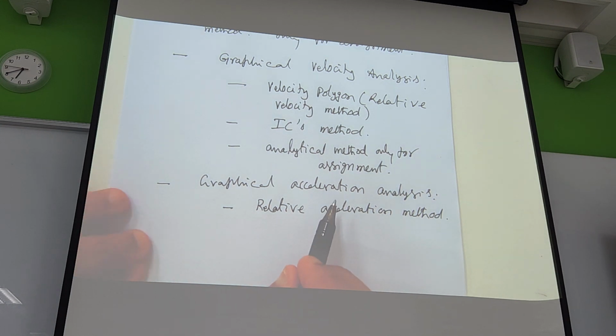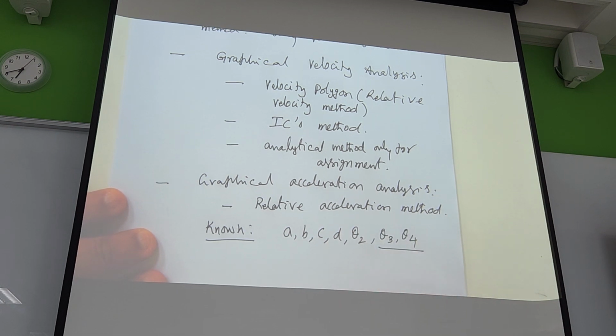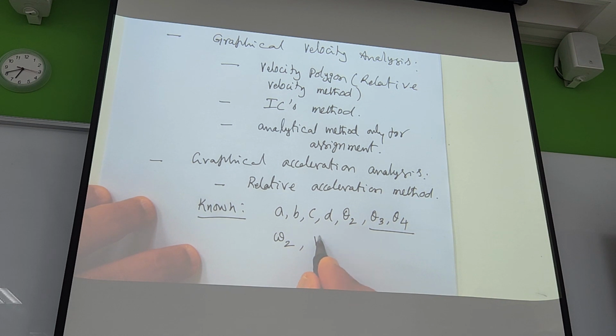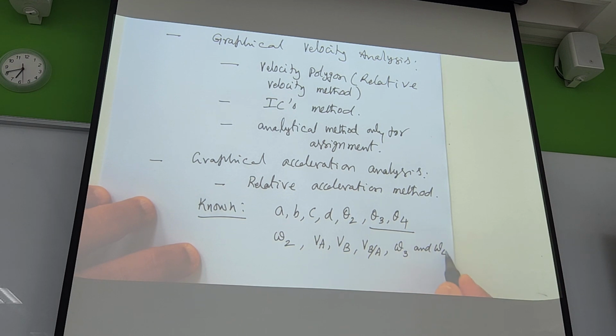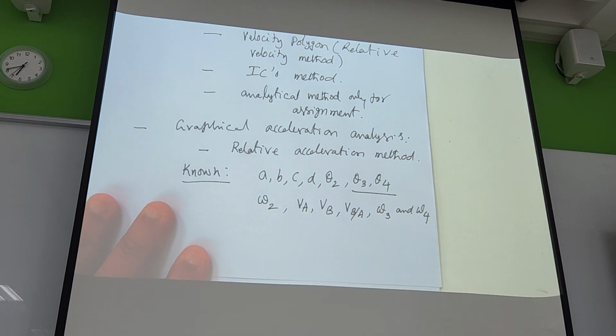Okay, so by the time when you start the relative acceleration method, you know what the known parameters are. You know A, B, C, D, you know theta 2, and from graphical position analysis, you know theta 3 and theta 4. Omega 2, angular velocity of the link 2, will be given. Okay? So then you will be calculating velocity A, velocity B, velocity B to A, and omega 3 and omega 4. So you can find out all these things from the given information. So that means by the time you start acceleration analysis, you know all these things.